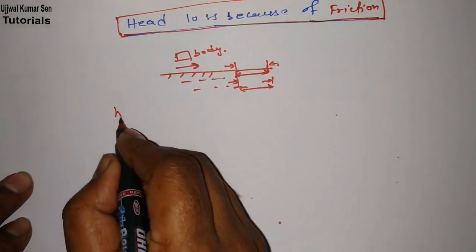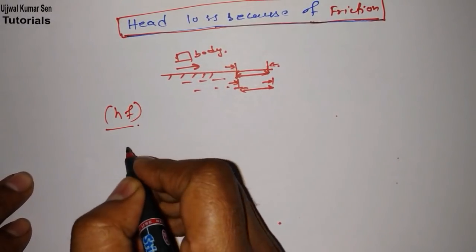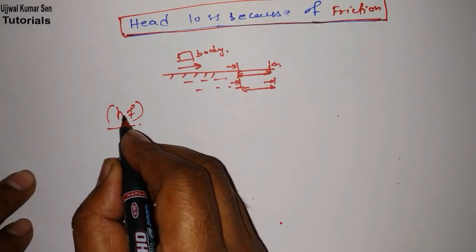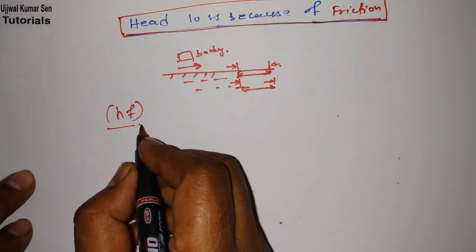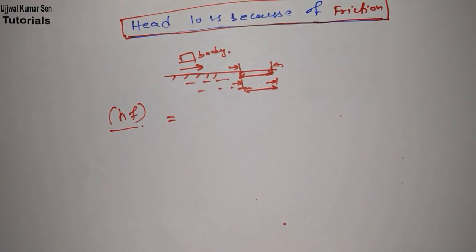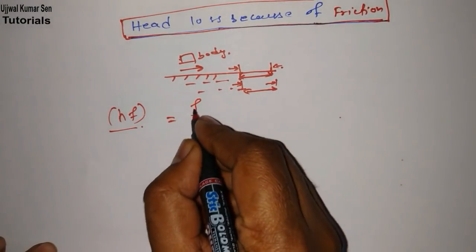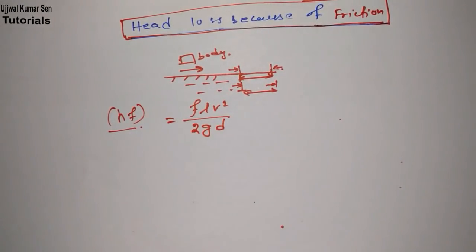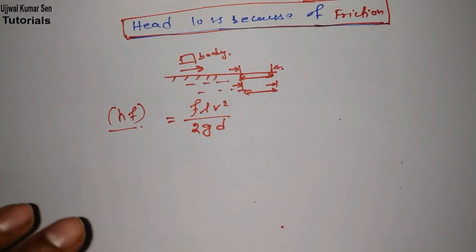But I will tell you to remember head loss because of friction as small hf. To find the head loss because of friction, there is a formula, that is f L V square by 2 g D. This is a simple formula to find the head loss of a pipe through which the fluid is flowing, right?